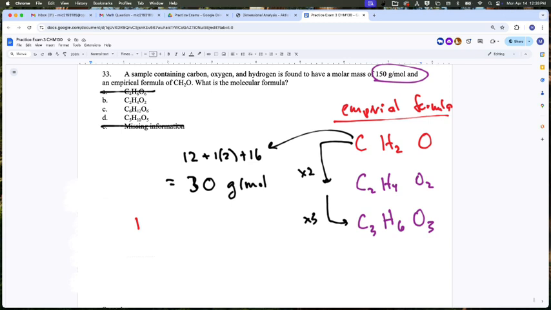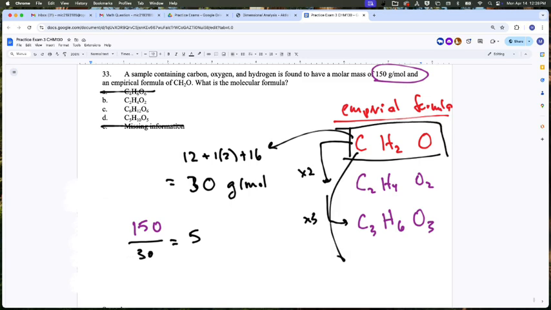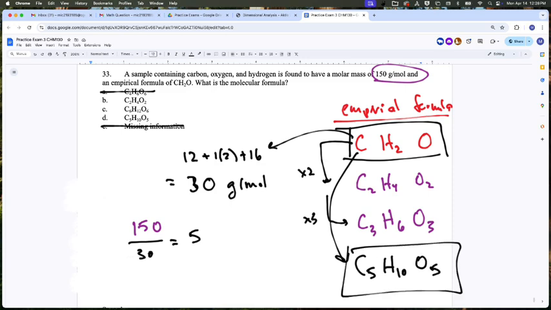So I can take my molecular mass, 150, divide it by my empirical mass. What does that get me? 5. That's how much it was scaled up by. So how do I scale up CH2O by 5? C5H10O5. There's my answer. So this is really just getting at, do we recognize what the formula means, and how can we manipulate that to get that information? Does that make sense?